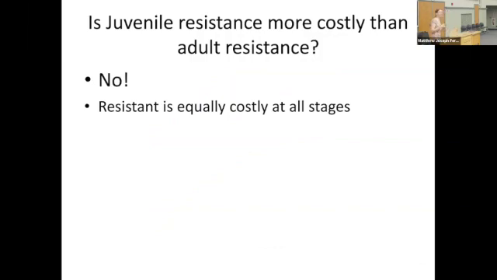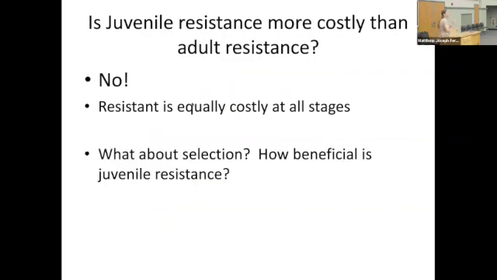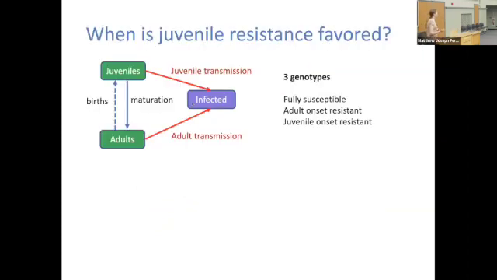So at this point, we can't chalk up the high susceptibility of juveniles just because it has a higher cost. So that's the cost side of it, or the trade-off side of it. What about selection? Is there actually strong selection? How beneficial is juvenile resistance really? And for this, I took a modeling approach.